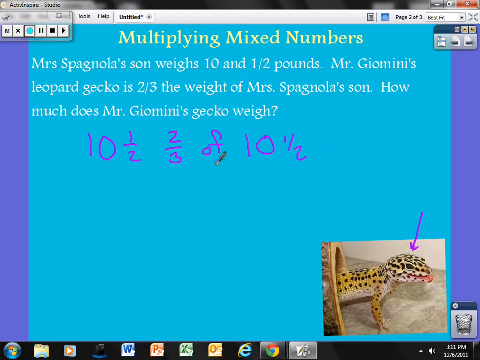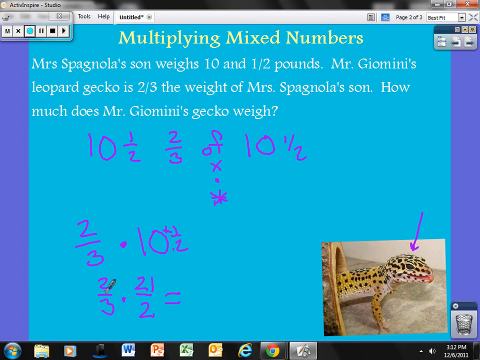So of, again, means to multiply, however you want to symbolize that. So I take the 2/3 of 10.5 times 10.5. Okay, I take the 2/3. 10 times 2 is 20. Plus the 1 is 21. 21 halves.